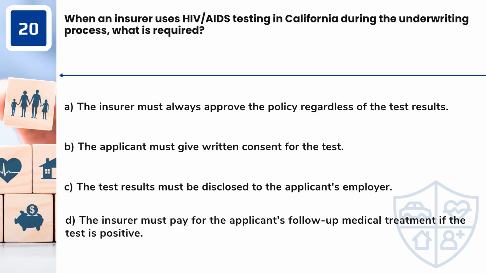Question 20. When an insurer uses HIV/AIDS testing in California during the underwriting process, what is required? A. The insurer must always approve the policy regardless of the test results. B. The applicant must give written consent for the test. C. The test results must be disclosed to the applicant's employer. D. The insurer must pay for the applicant's follow-up medical treatment if the test is positive.